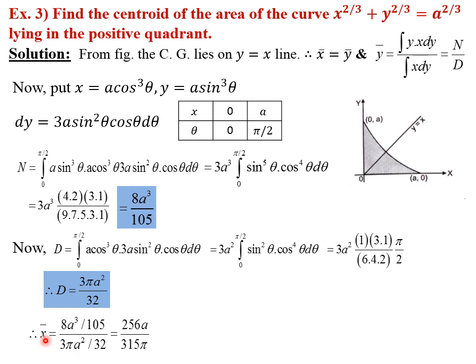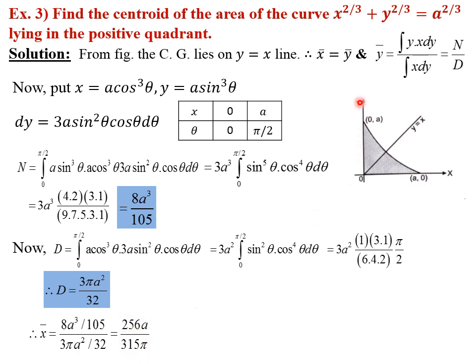A typographical mistake here, you can ignore it, and we are getting y bar is equal to 8a cube upon 105 divided by 3 pi a square divided by 32. So is equal to 256a divided by 315 pi. So this will be the final value of y bar.